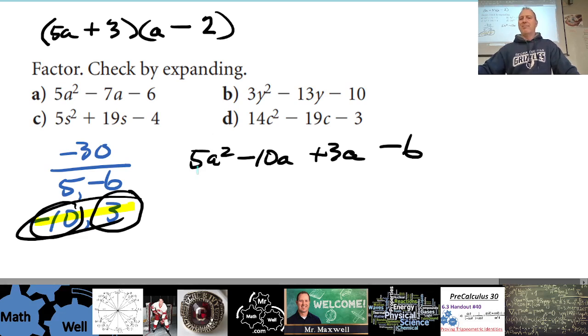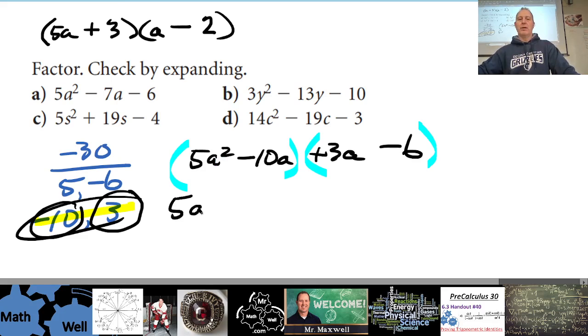So this part, again, this part is a little bit funny. You just group the first two terms and you group the second two terms, and then you pull a greatest common factor out from them. So I see a 5a I can pull out here. 5a, what's that? A minus 2?